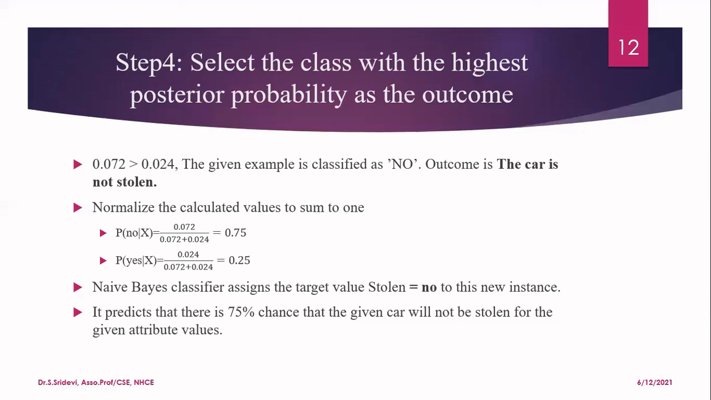Now let us summarize our points. The naive Bayes classifier assigns the target value stolen equal to no to this particular new instance. And it predicts that there is a 75% chance that the given car will not be stolen for the given attribute values.